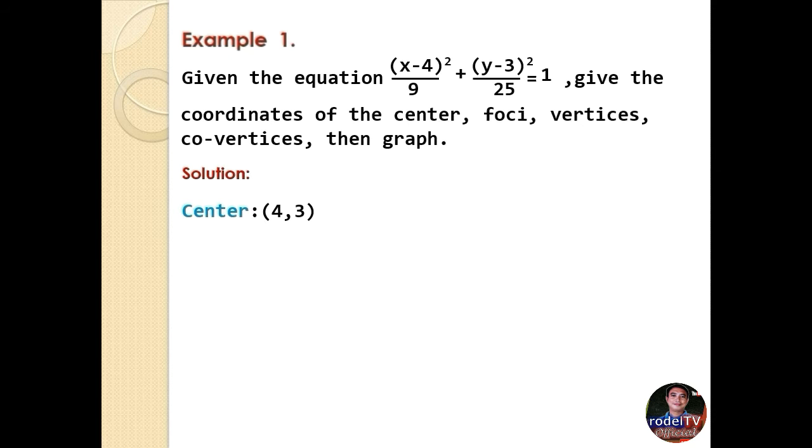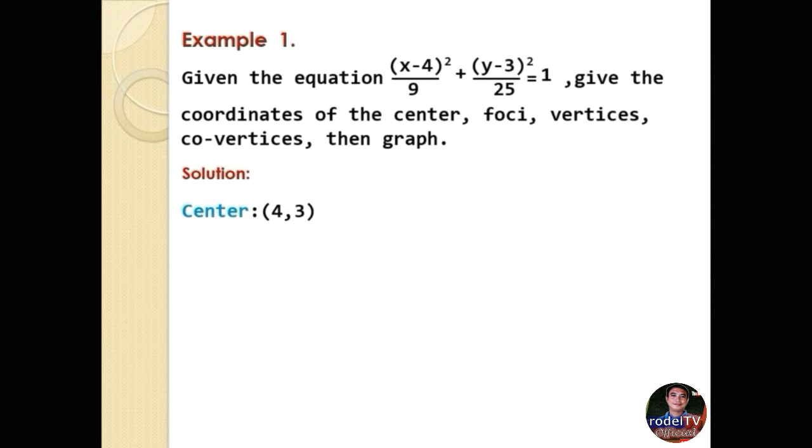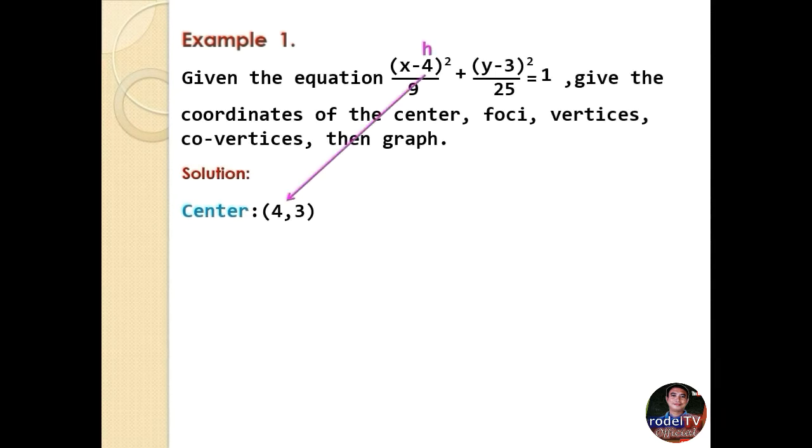Now, how did we get 4 and 3? 4 is the value of our h in the equation. But just like in getting the center of the circle, we take the opposite sign. Since the value of h in the equation is negative 4, that means its actual value is positive 4. The same thing with our k. Since it is negative in the equation, we take its opposite sign. That's why we have positive 3. Again, because a squared is in the y-axis, the orientation of our ellipse will be vertical.